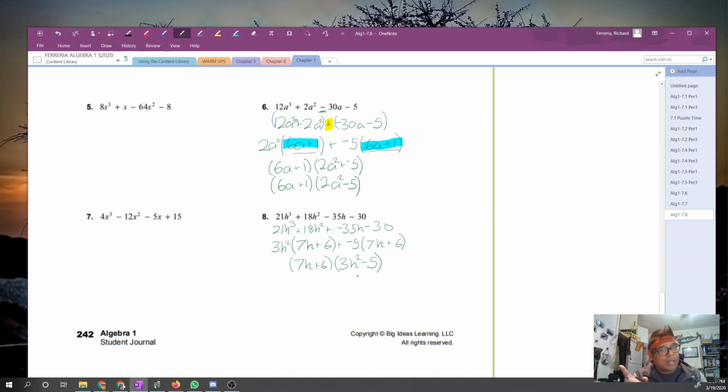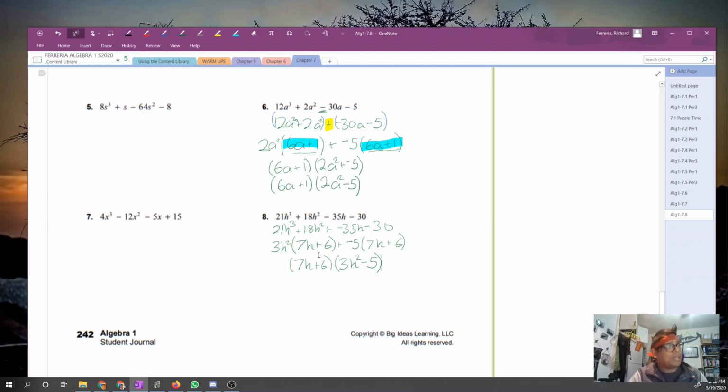Now, taking a look at that 3h squared minus 5 over there, I might be able to factor that because that is a difference of 2 squares, kind of. I know I see that square there, so I'm tempted to see, can I factor that? But 3h squared is not a perfect square. Negative 5 is not a perfect square, so I don't think there's anything I can do here. I am finished with number 8.